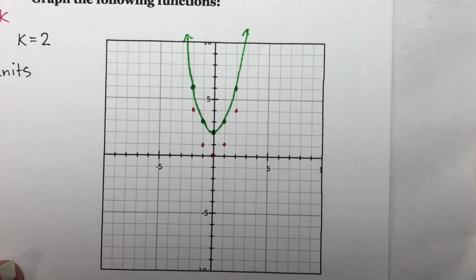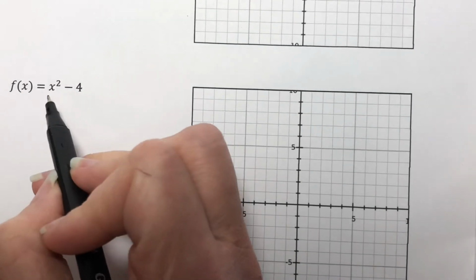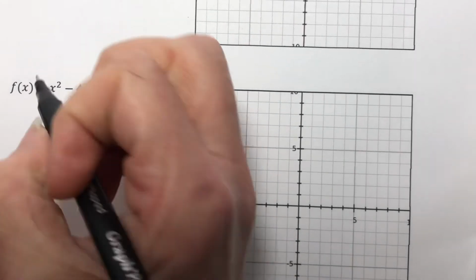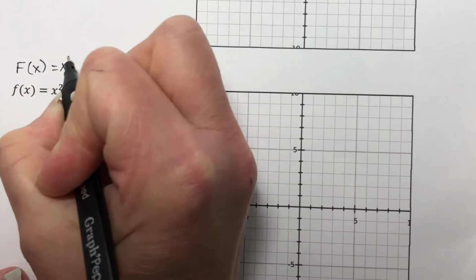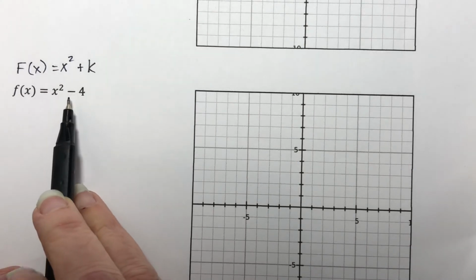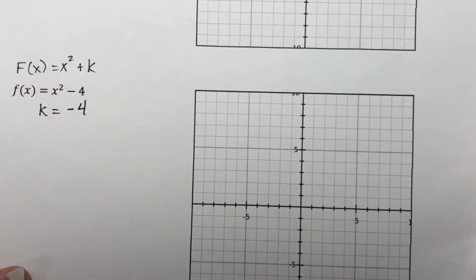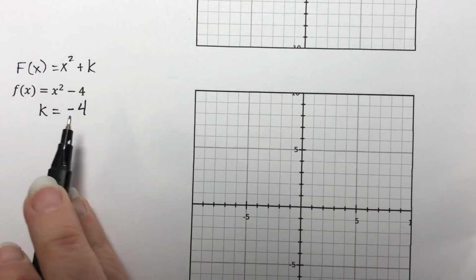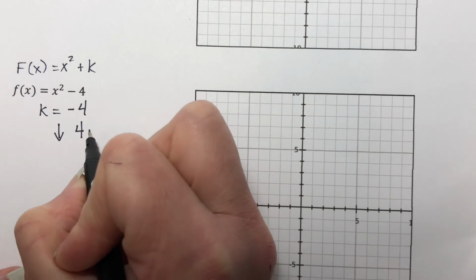All right, so let's try a different one. If I have x squared minus 4, again, this is f of x is equal to x squared plus k. Well, this is a minus sign, so k must equal negative 4. Since my k value is negative, this means I'm going to take my graph and shift it down 4 units.